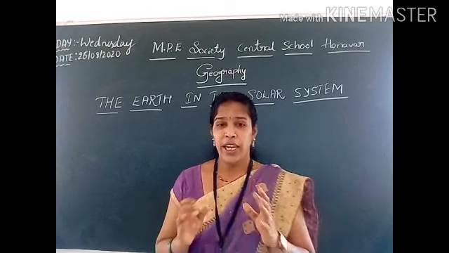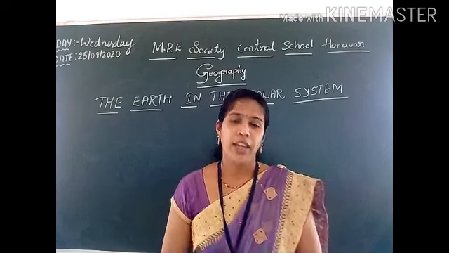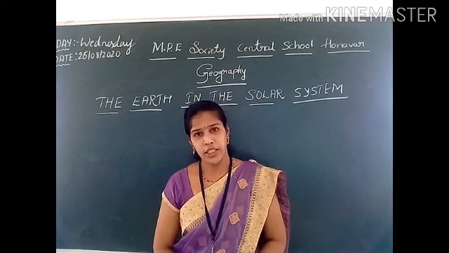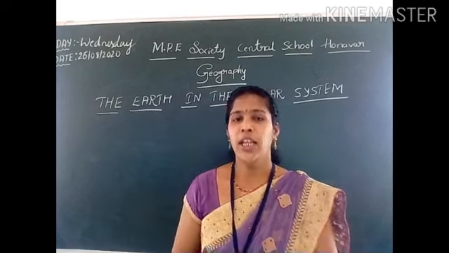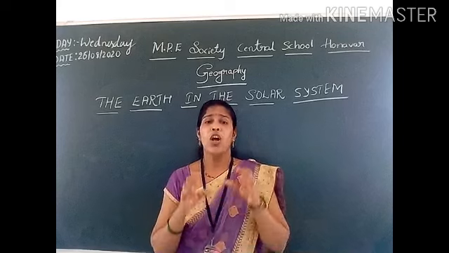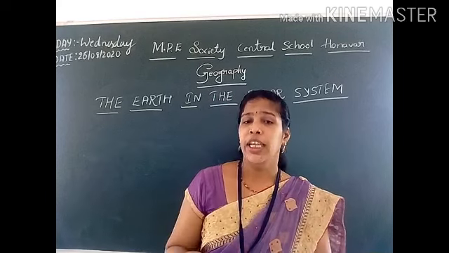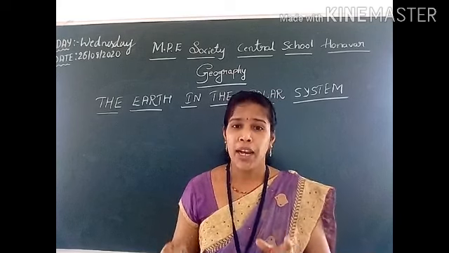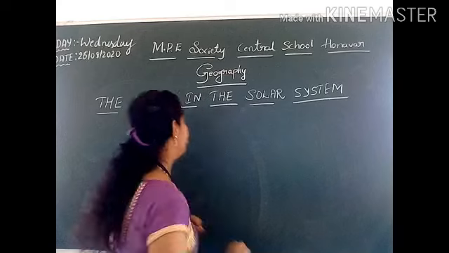Students, there are 8 planets in our solar system. They are Mercury, Venus, Earth, Mars, Jupiter, Saturn, Uranus, then Neptune. All these 8 planets move around the Sun in elongated paths. These paths are called orbits.